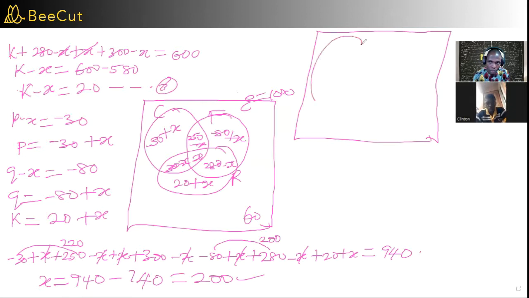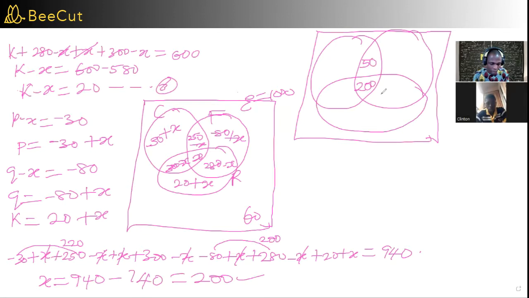So the first circle, the second circle, and the third circle. Here my x is what? It's 200. And the whole of this place is 250. So what remains? 50. Are you getting that? Yes, sir. Now the whole of this place is 280. So what remains here? 80. Then the whole of this place is 300. What remains here? 100.